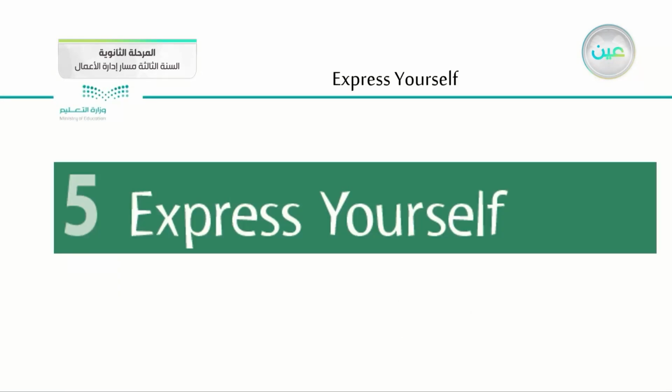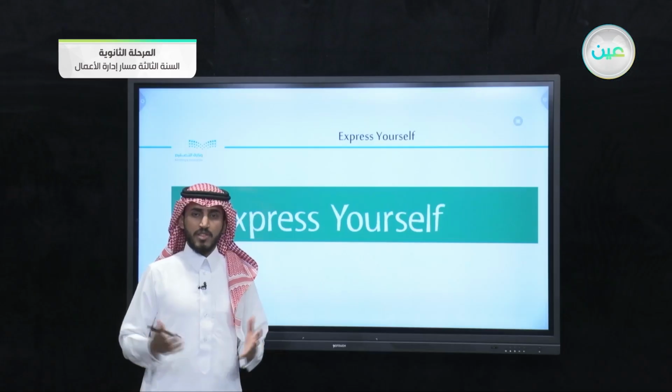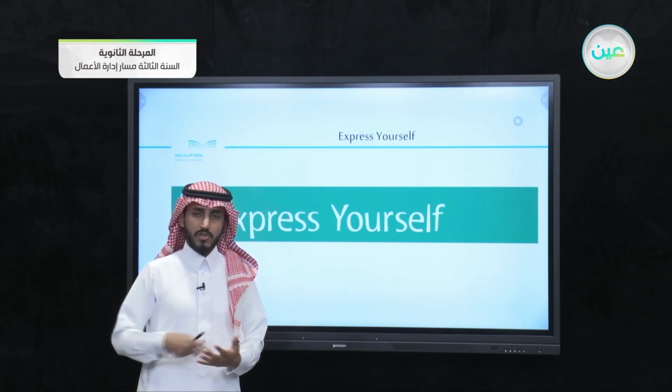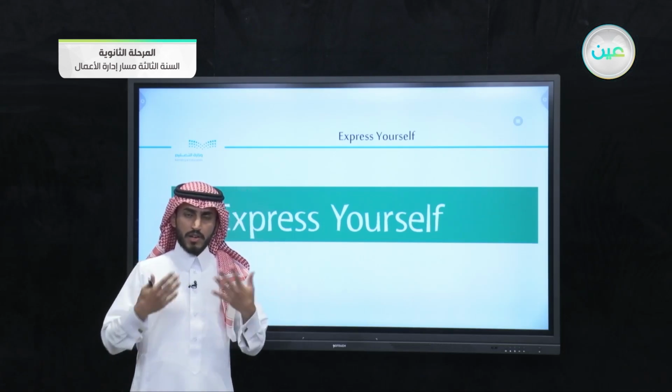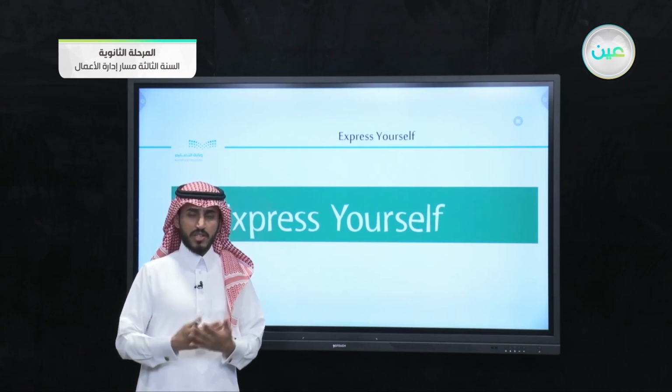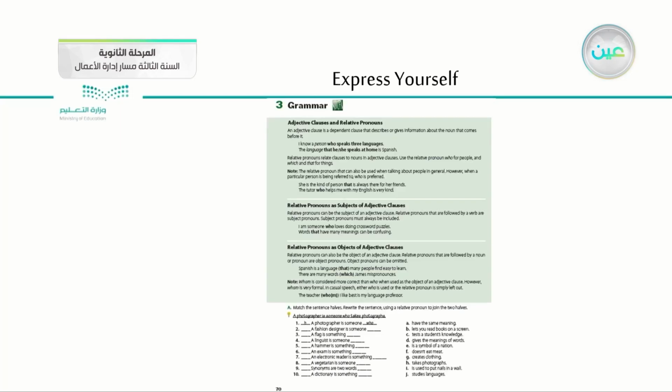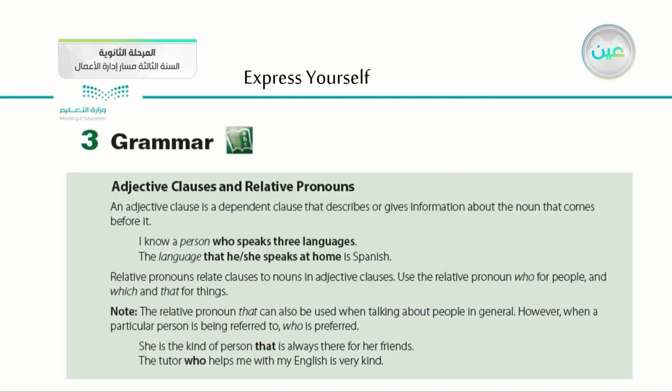In the previous lesson, we started with talking about the title of the unit, Unit 5, Express Yourself. And we said that this unit revolves around the idea where we will learn how to express our own opinions and thoughts. We've had a lesson on page 70, which is grammar, and it was divided into 3 parts. In the first part, we have learned some of the concepts like the adjective clauses and relative pronouns.